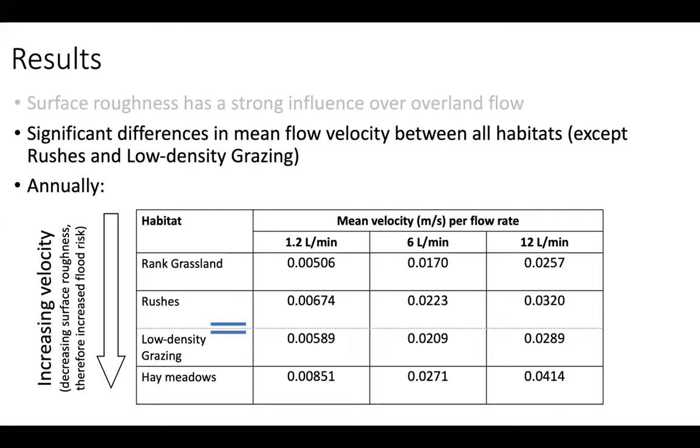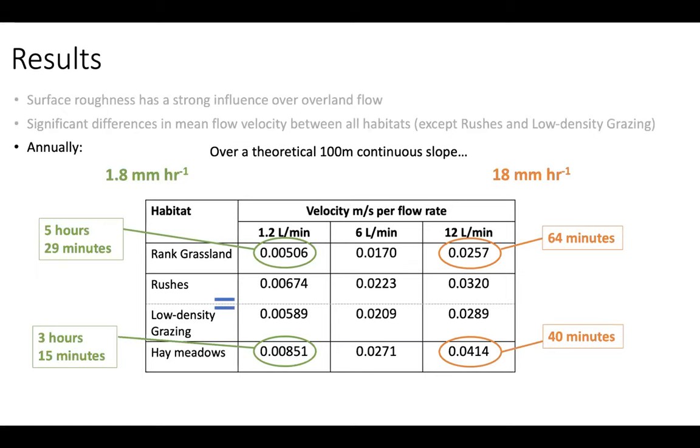But I appreciate that mean annual velocity doesn't necessarily mean a lot when it's written down like this. So I've applied to it a 100 metre continuous model. So if we theoretically apply this continuous slope, you can see there's a really stark difference in the timing for overland flow velocity between the habitats and the flow rates. So if we look on the left-hand side here, the 1.2 litres a minute flow rate becomes a 1.8 millimetres an hour flow rate. That's like if it was to drizzle or steadily rain for 2 or 3 days and therefore cause a flood event.